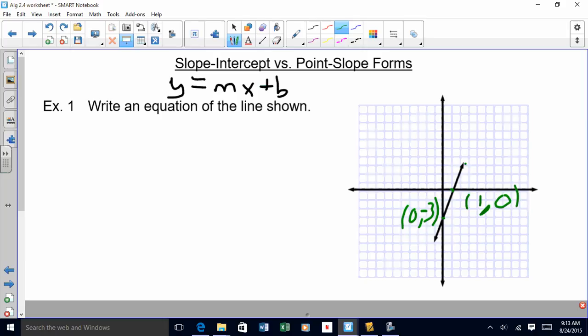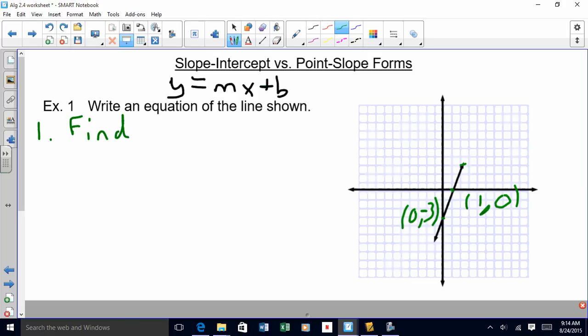If you happen to see the point (2, 3), you could use that point. If you saw the point (-1, -6), you could use that one. Anything that looks easy to see on a line is what you want to select. So I have these 2 points. The first thing that we want to do is find the slope. All right, you always want to find the slope first.